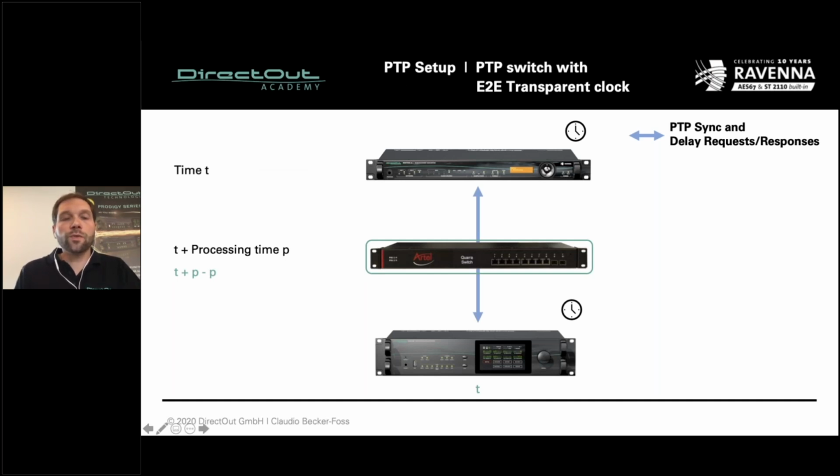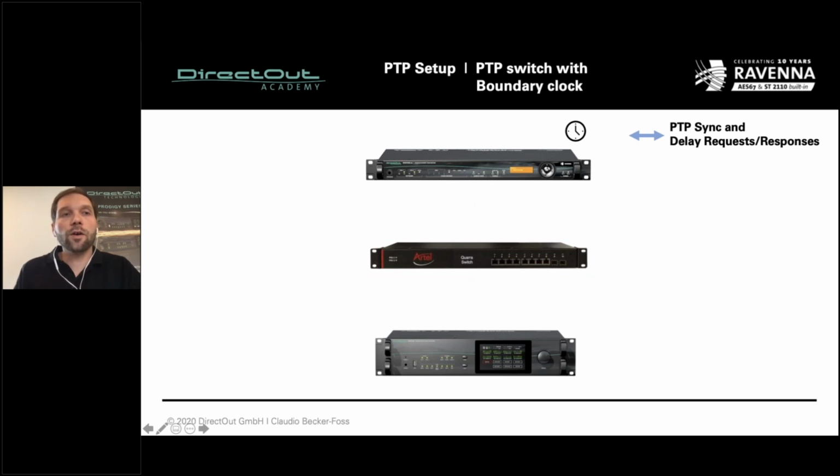There's another option we could use, which is the boundary clock. And that works a bit different. The grandmaster sends out the sync packets to the switch, and then the switch uses the sync packets to synchronize itself to the grandmaster. So it does not pass them on. They are discarded, and they are used to synchronize in the switch. And the switch generates a new clock that is then sent to the nodes in the network. By that, the devices in the network only talk to the boundary clock, and they do not reach the grandmaster anymore.